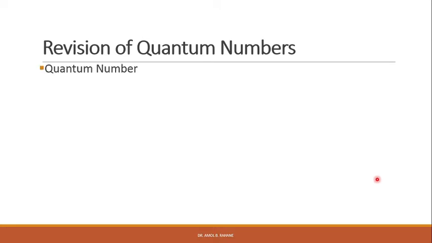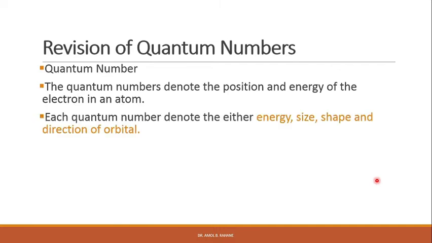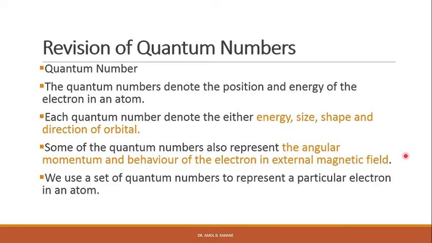In the previous lecture, we studied the revision of quantum numbers. The quantum numbers denote the position and energy of the electron in an atom. Each quantum number denotes either the energy, size, shape or direction of the orbital. Some of the quantum numbers also represent the angular momentum and behavior of the electron in an external magnetic field. We use a set of quantum numbers to represent a particular electron in an atom.